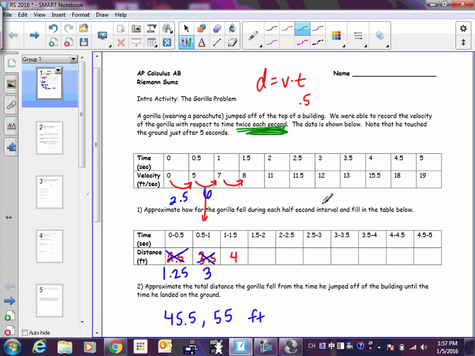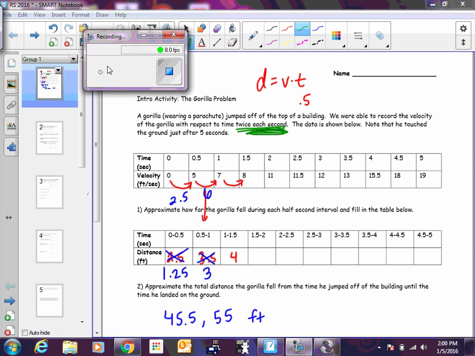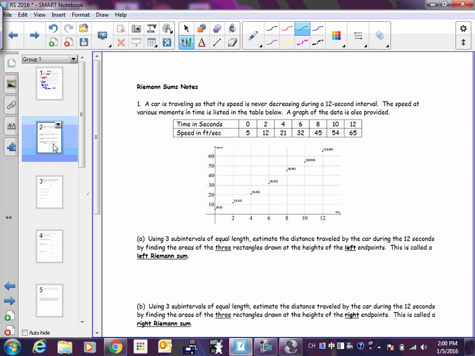Okay, so this whole concept of multiplying a rate times a time to get the distance, that's what we're going to do now. All right. So I want you to turn to page 2 on your packet.